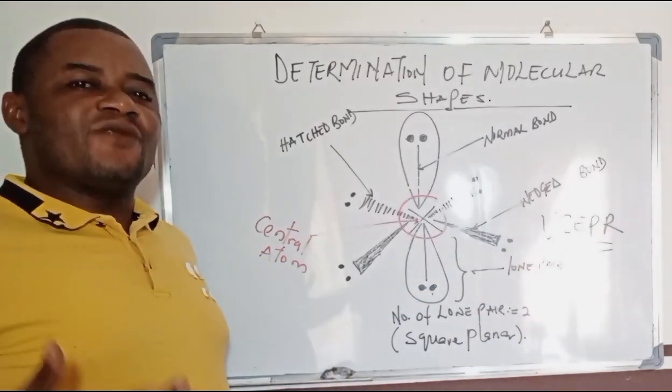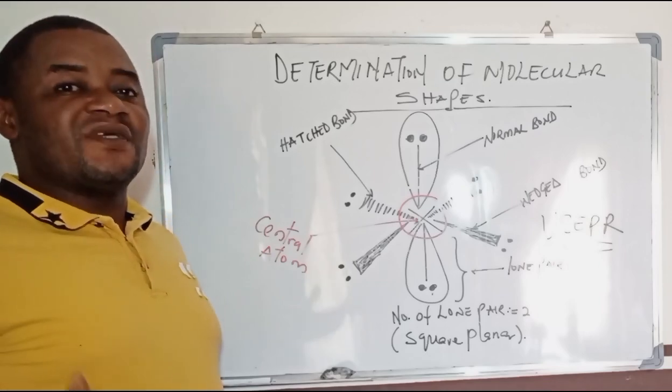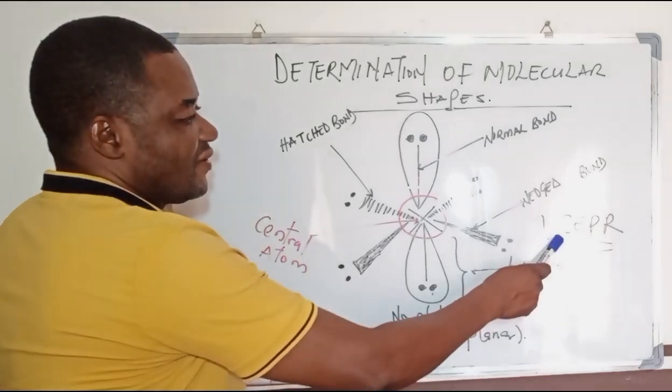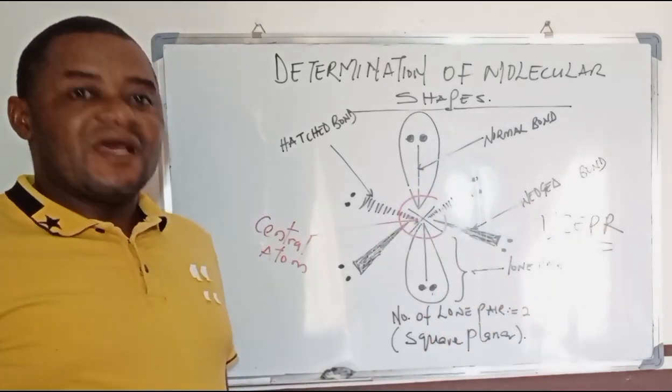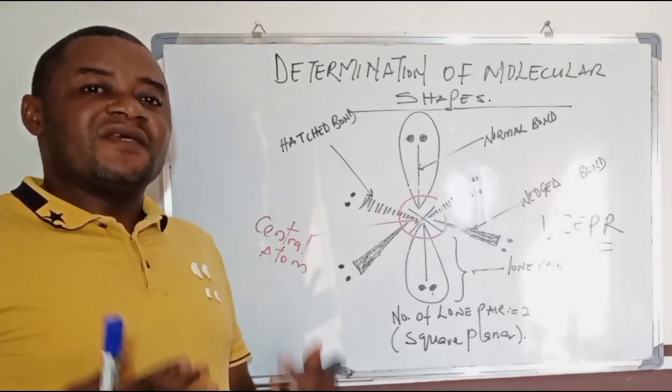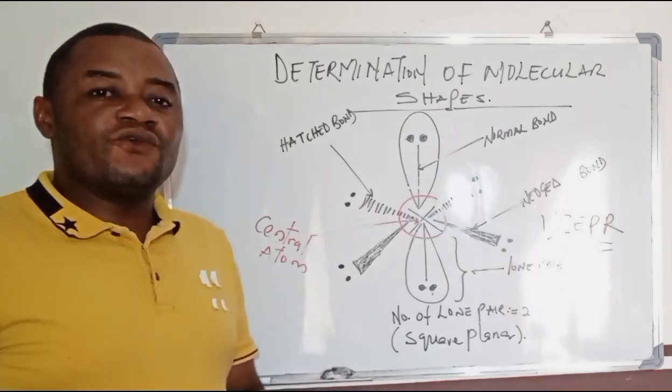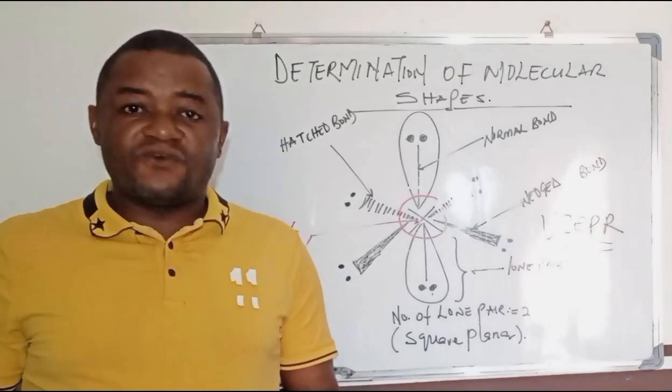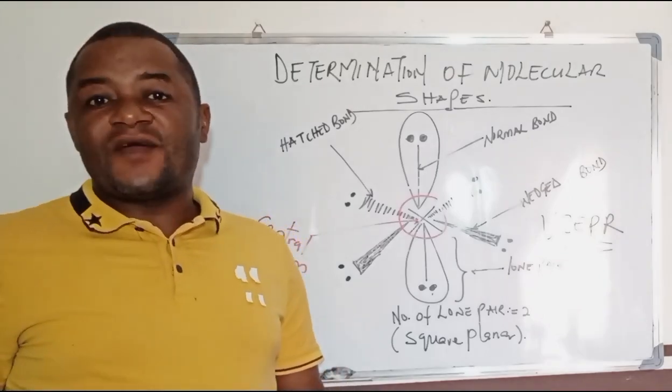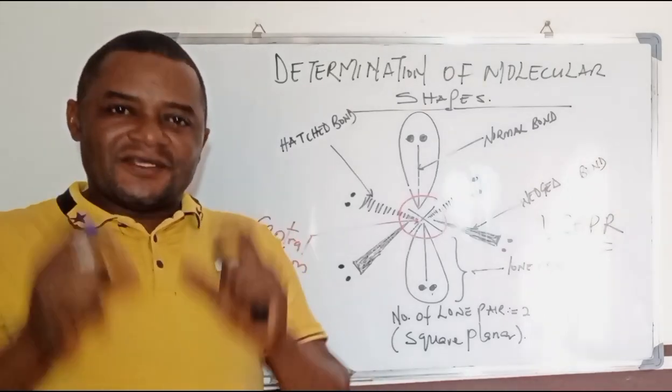Now, let us take a look at how we can determine shapes of molecules from the valence shell electron pair repulsion theory. How do we determine these shapes of molecules? Number one, for you to determine the shape of a particular molecule, you must be able to identify the central atom.